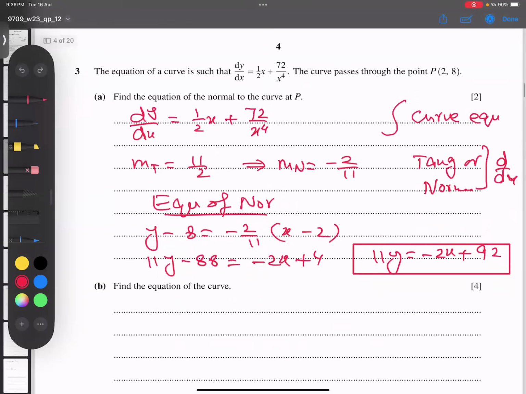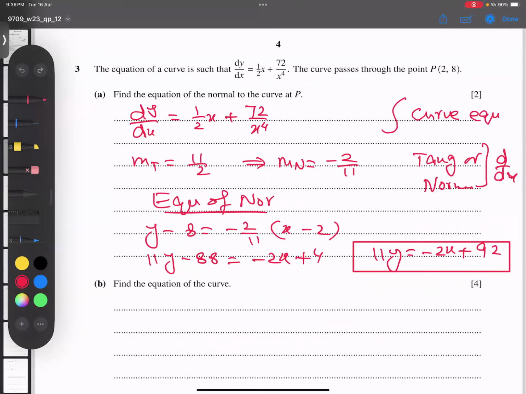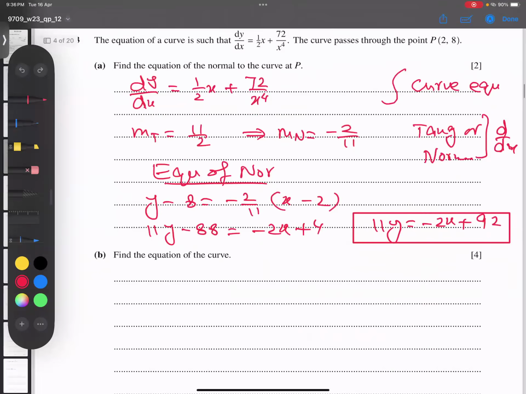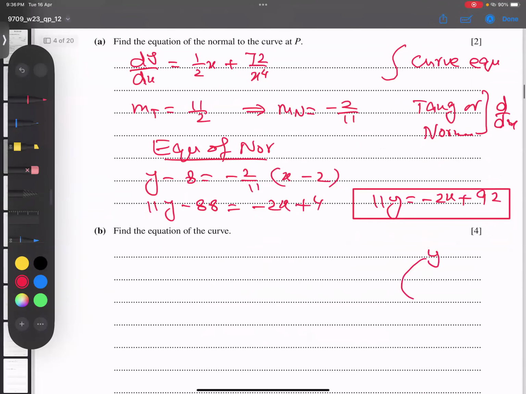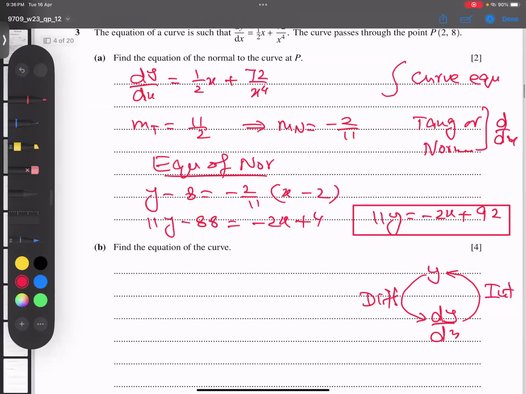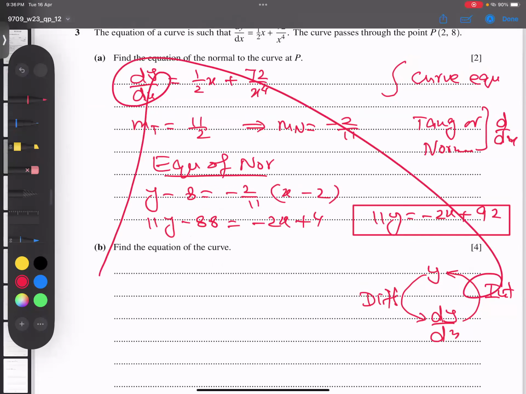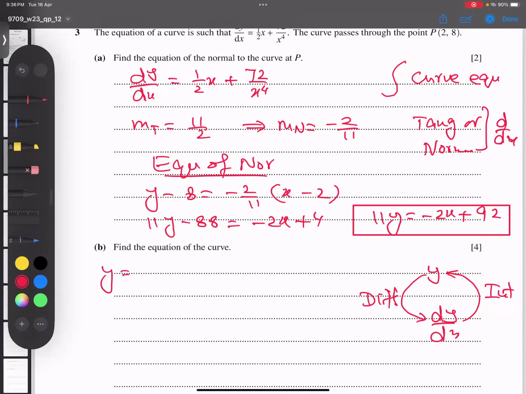Now the equation of the curve. Whenever the equation of the curve is asked, we can go for integration. Basically, when you differentiate y, you get dy over dx. This is called differentiating. But if I want to go back, this is called integration. So let's try integration. When I integrate the left-hand side, I get y by default, and the right-hand side I integrate the function. But the question is prepared for integration, so I have to bring up x.